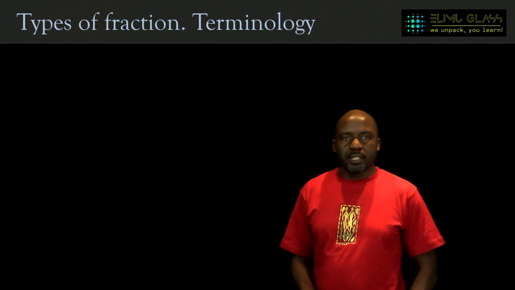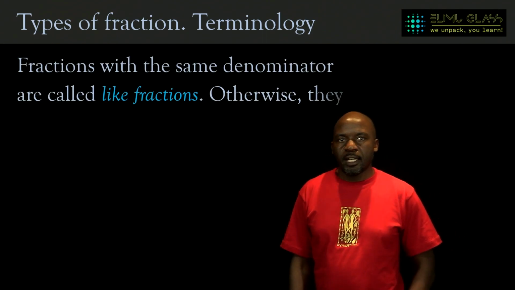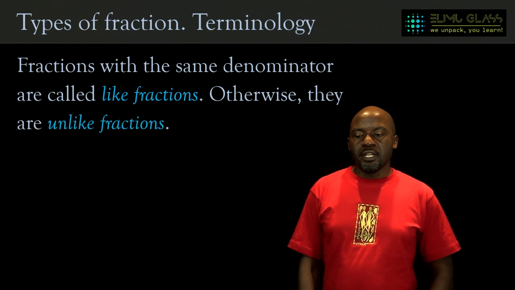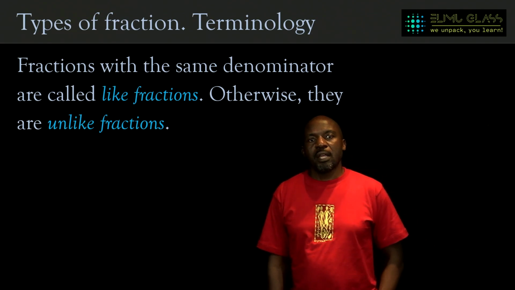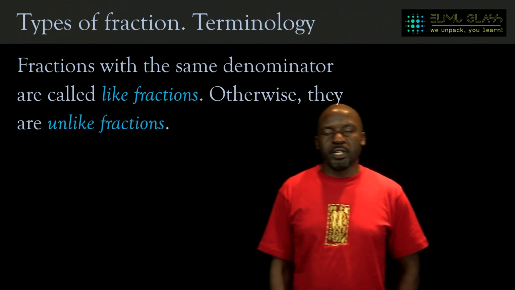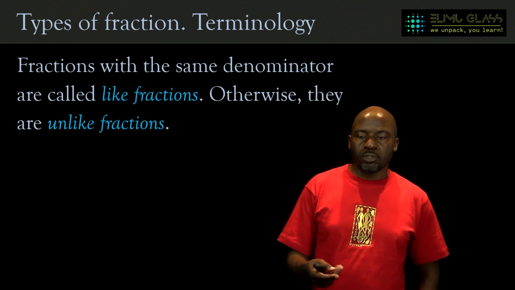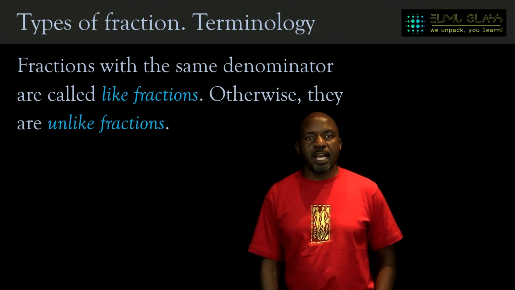Okay, we are still looking at types of fractions. Fractions with the same denominator are called like fractions. If the denominators are not the same, then they are unlike fractions. So you need to know that if fractions share the same denominator, like a third and 2/3, so if the denominator is the same for two fractions, we refer to them as like fractions.